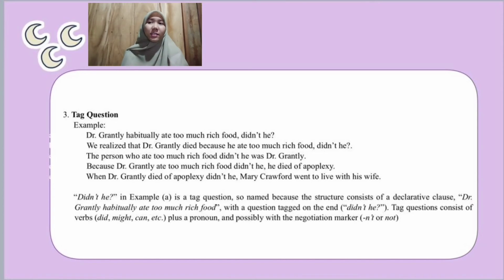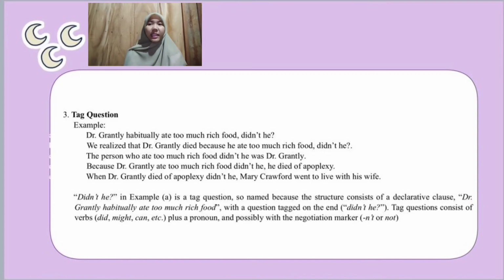A. Dr. Grantly habitually ate too much rich food, didn't he? B. We realized that Dr. Grantly died because he ate too much rich food, didn't he? C. The person who ate too much rich food, didn't he, was Dr. Grantly. D. Because Dr. Grantly ate too much rich food, didn't he? He died of apoplexy. And the last, when Dr. Grantly died of apoplexy, didn't he? Mary Crawford want to live with his wife.